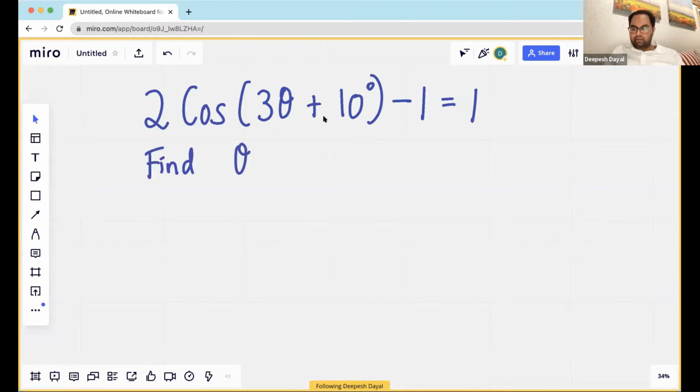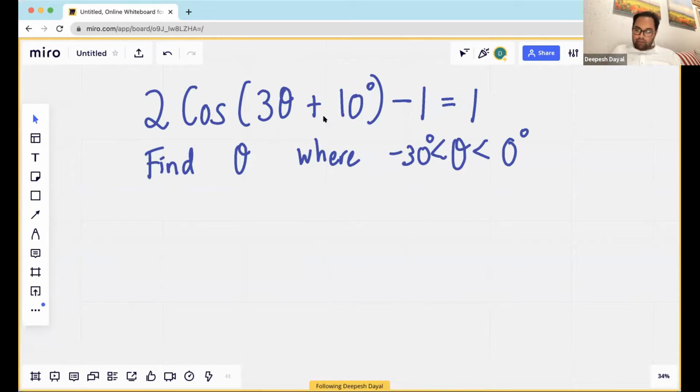Okay, so it says find theta. And remember, to find theta, we need a range. We need a range to find theta. And I'm going to say find theta where theta is between minus 30 and 0 degrees. So theta is between minus 30 and 0 degrees. So 2 cos (3 theta plus 10 degrees) minus 1 equals 1.